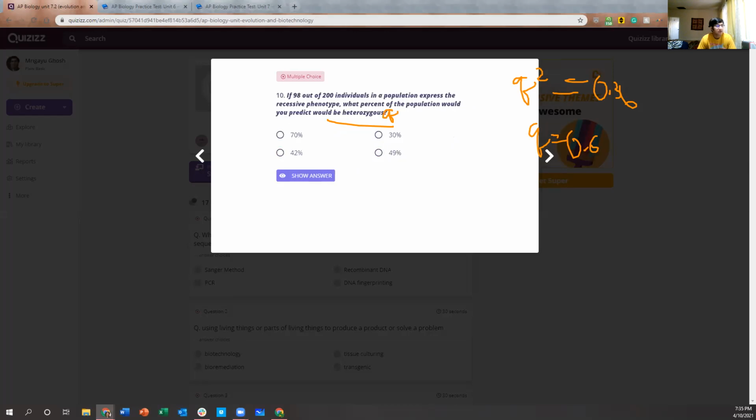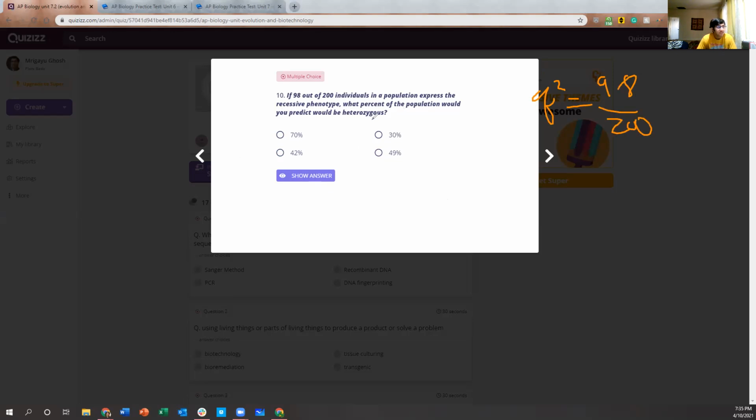That's right. Good. Okay. I think we already did this problem. If 98 out of 200, yeah, we already did this problem. I think the answer was 30%. No, it's 42%. Let's just go ahead and work it out, just because I don't remember it fully. So recessive phenotype is q squared. Q squared is 98 out of 200.